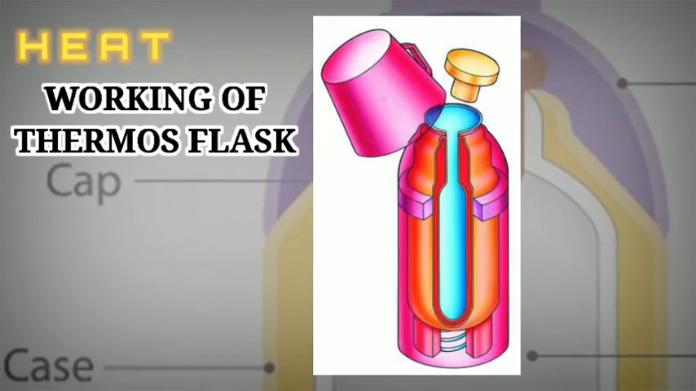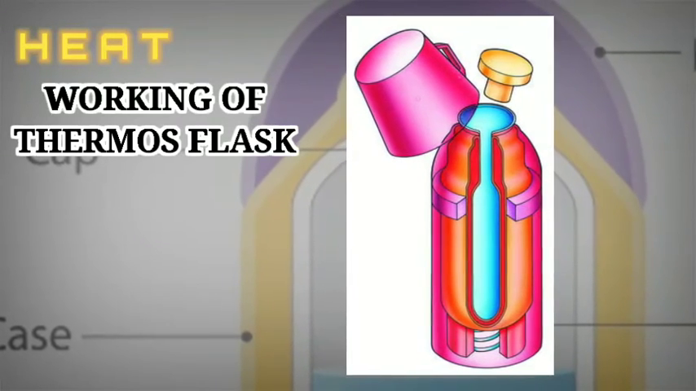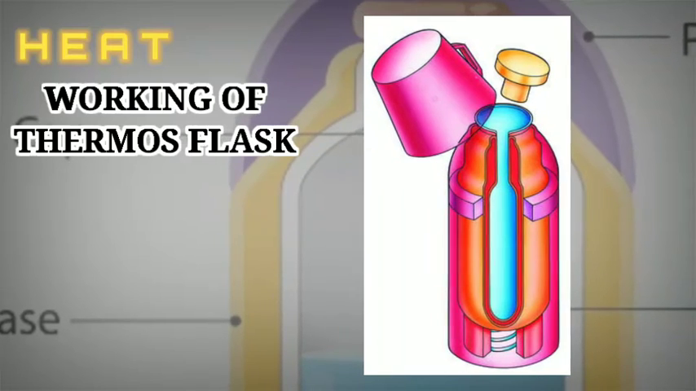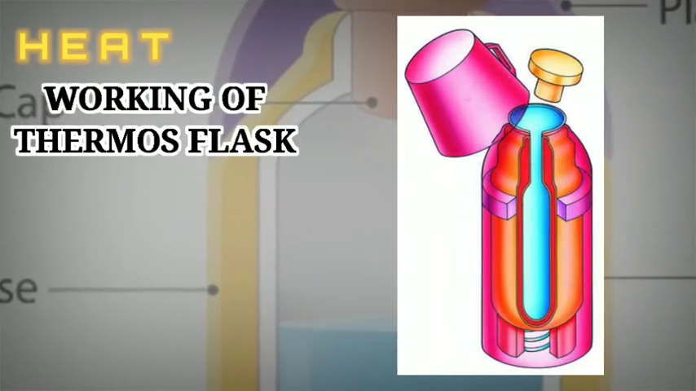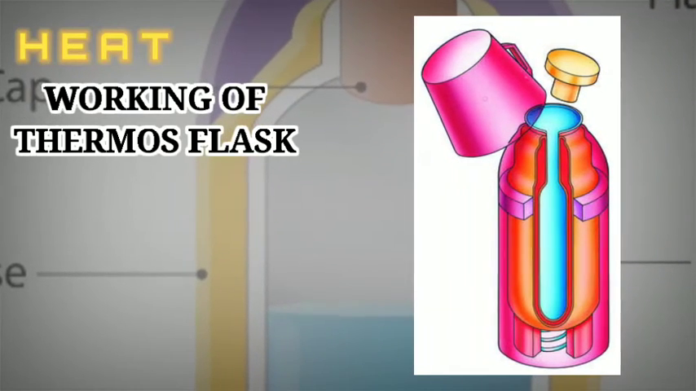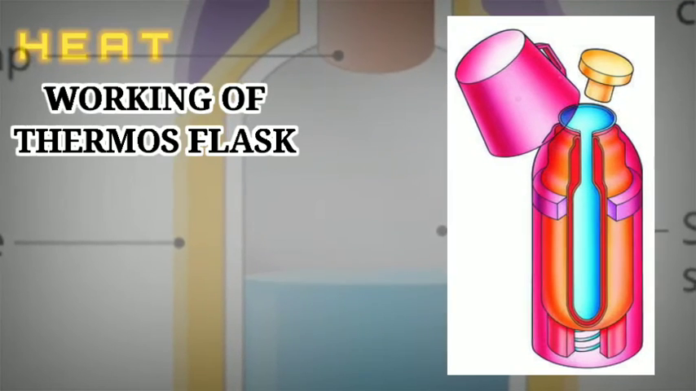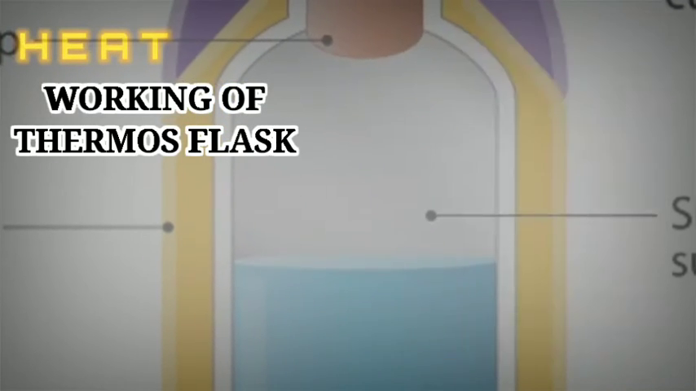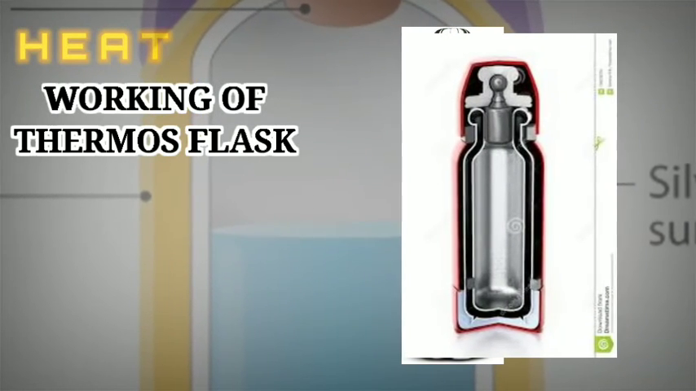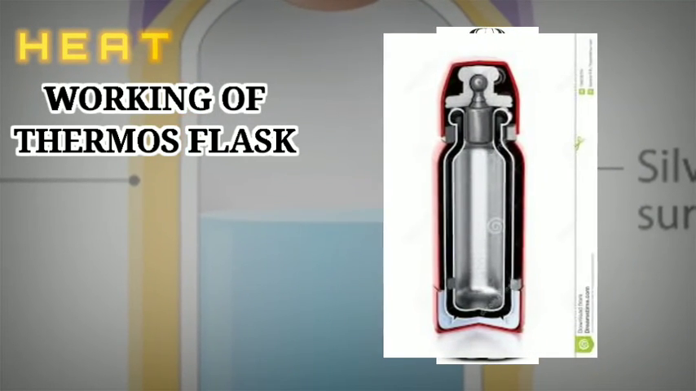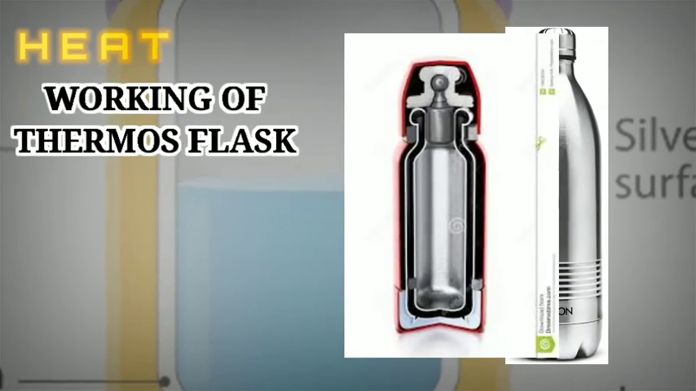A thermos flask has double walls which are evacuated. It is silvered on the inside. The vacuum between two walls prevents the heat being transferred from the inside to outside by conduction and convection. With very little air between the walls, there is almost no transfer of heat from the inner wall to the outer wall or vice versa.